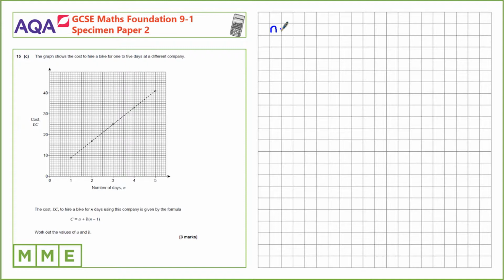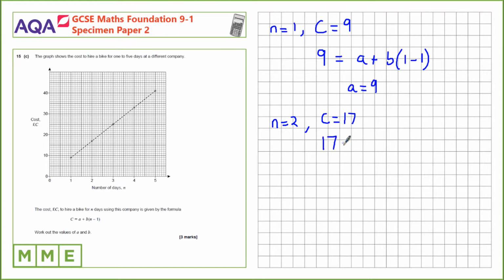So for example, when n is 1, this is the number of days n here, the cost is 9. So C is 9. So in that case, we have 9 equals A plus B times 1 minus 1. However, like before, this cancels, so A equals 9. Let's use a different test point. So for n equals 2, we know the cost is 17. So the formula is 17 equals 9, from A equals 9, plus B times 2 minus 1. So 17 equals 9 plus 1 times B. That means B is 17 take away 9, which is 8. Our two values, we have A equals 9 and B equals 8.